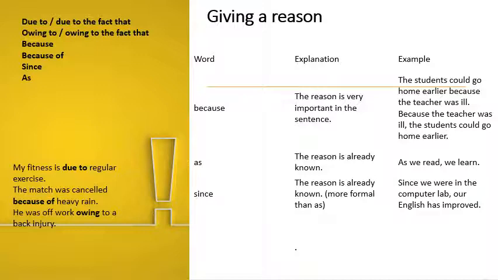The word "as" is used when the reason is already known. For example, as we read, we learn. The reason is already known to us. So, as we read, we learn.